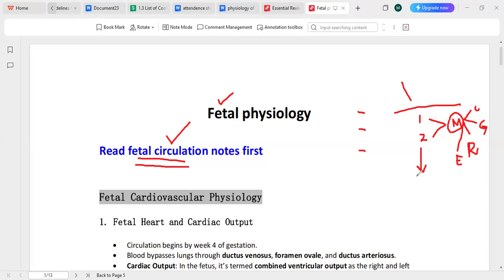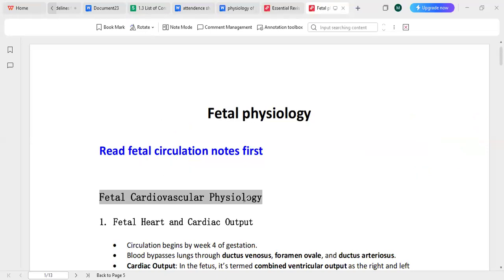Yes, the recording of this webinar will be shared, and the one I'm talking about is already shared on YouTube. You can just go and search cardiovascular changes in pregnancy or fetal circulation, and you will find that. So let's start.